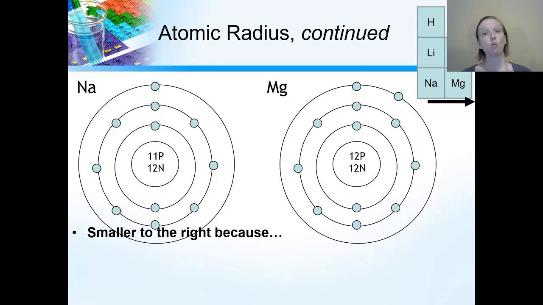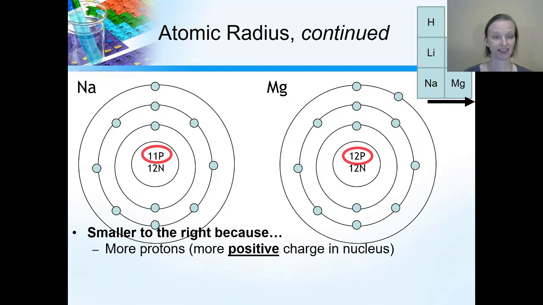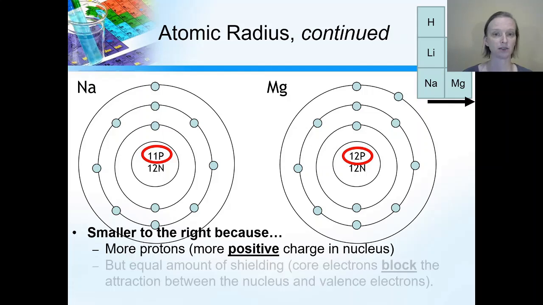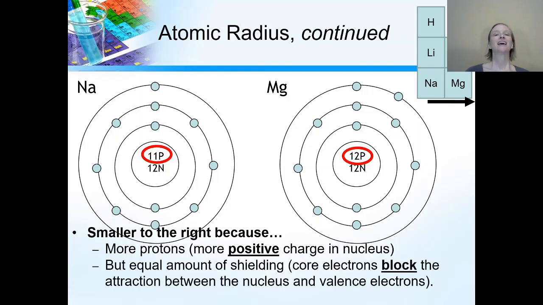Okay, so why are things on the left of the periodic table larger than things on the right? Let's compare 2 elements that are side by side and discuss those 2 in particular. So we're going to compare sodium and magnesium. Magnesium is smaller than sodium because magnesium has more protons. So it has more positive charge in the nucleus. But it has an equal amount of shielding.